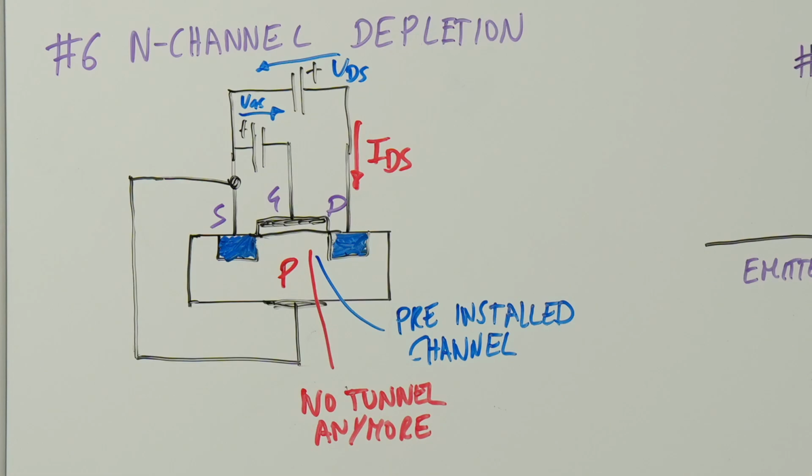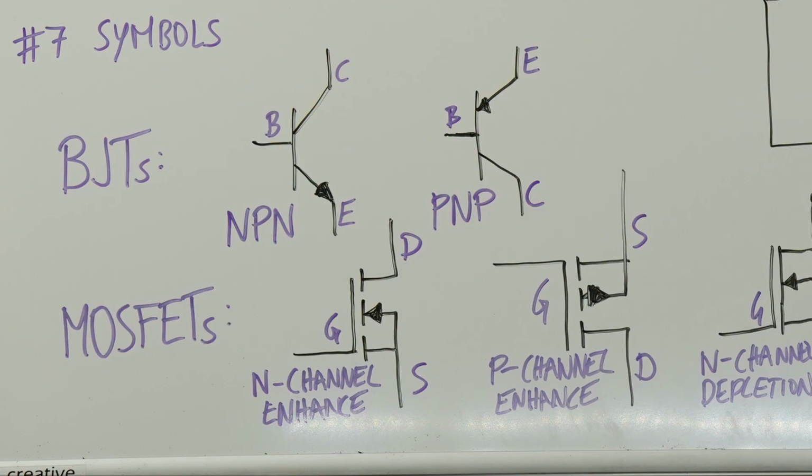Finally, in the N-channel depletion type MOSFET, a conductive channel or tunnel is pre-manufactured into the device. By applying a negative voltage to the gate, the channel can be narrowed or closed, reducing or stopping the current flow. MOSFETs have faster switching speeds, higher efficiency and are more scalable, leading to their more frequent use compared to BJTs.